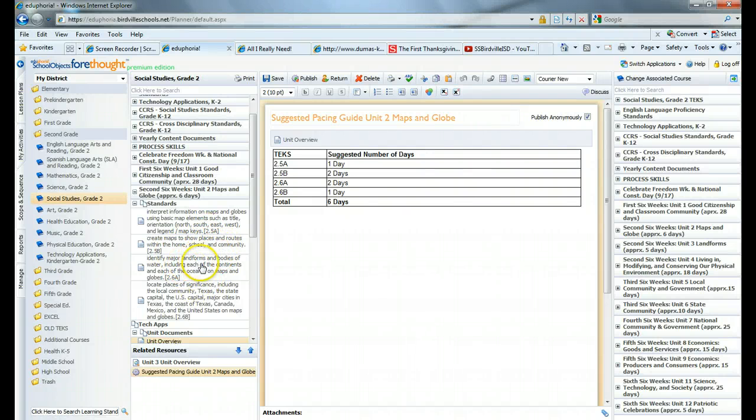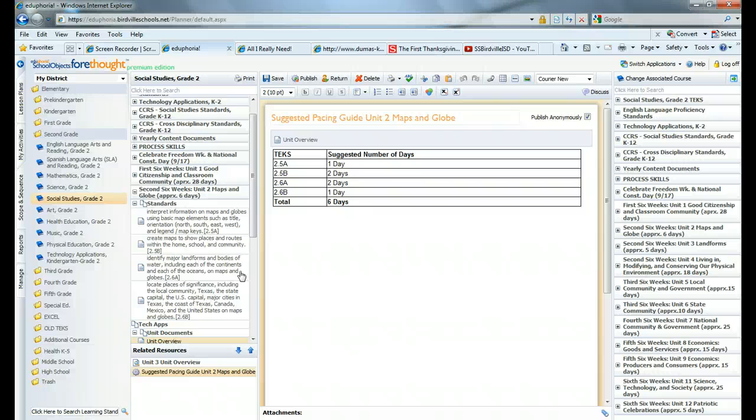Then you need to identify major landforms. Now look at it. It's even specific on which ones, including. Including means you have to do these ones. Each of the continents, each of the oceans on maps and globes. Remember, every time in social studies they use the word including, it means that is something that you are expected to hit. If it uses the word such as, they're giving you more leeway.